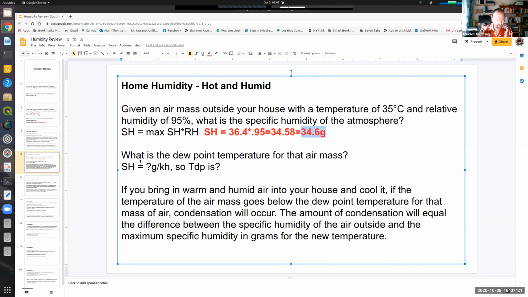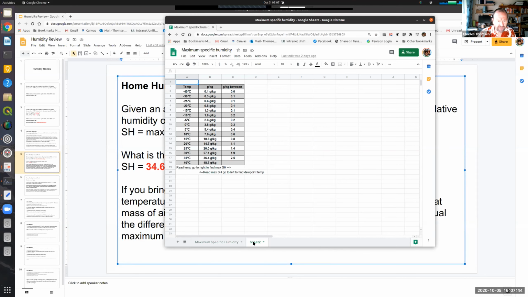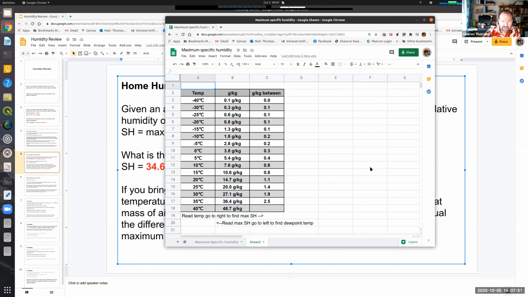At least I think it's easy. Did you give us a dew point thing in our notes? Well, that's interesting. So I'm assuming you've seen this, the maximum specific humidity chart. There's a sheet 2 on it. If you click on sheet 2, it's the dew point. So if you've got a chart of maximum specific humidity, you've got a dew point chart.